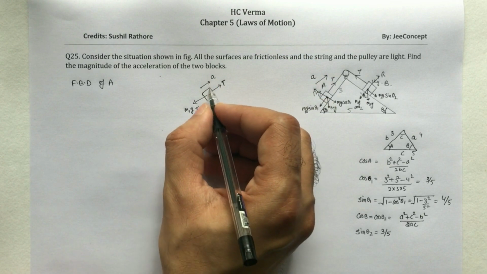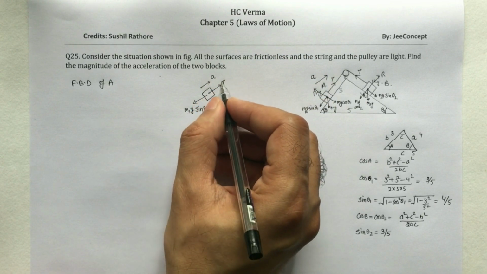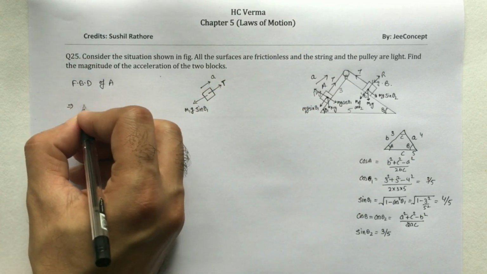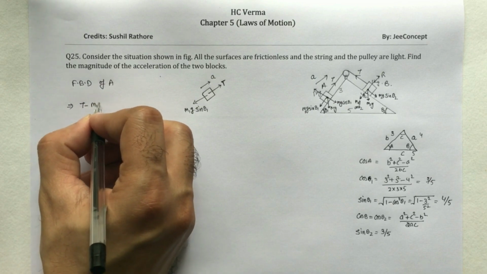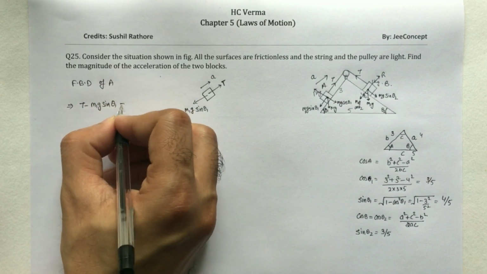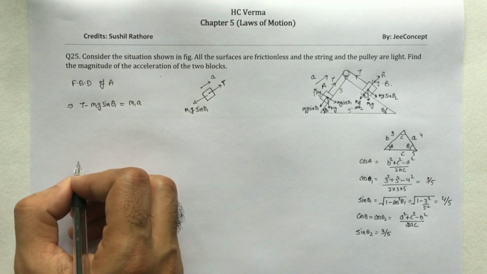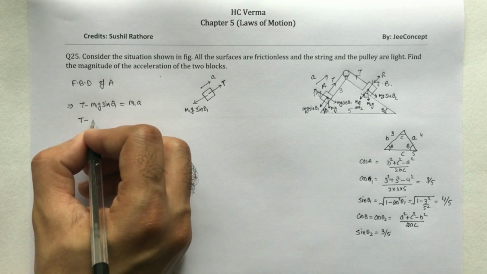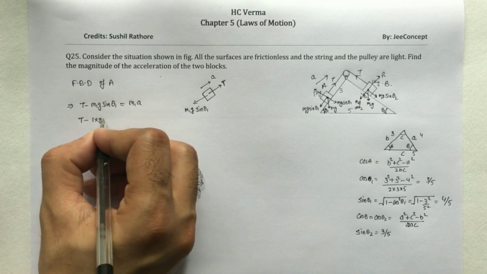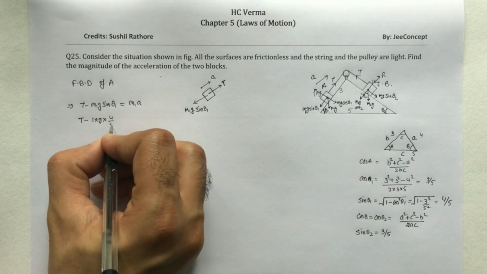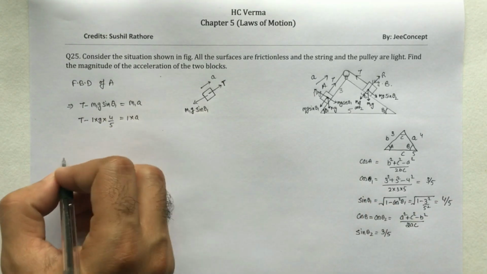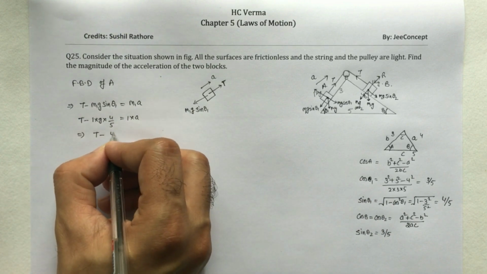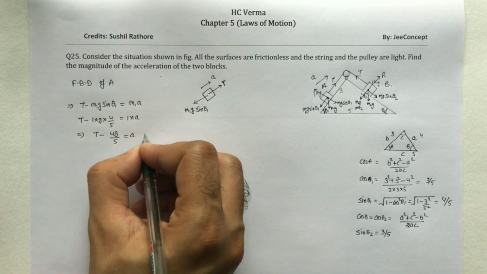If it is accelerating in the right hand direction, that means T is greater than m1g sine theta 1. So T minus m1g sine theta 1 is equal to m1 times A. The value of m1 is 1 kg, so putting in the values, T minus 1 into g, sine theta 1 value is 4 by 5, is equal to 1 into A. If I solve this, it becomes T minus 4g by 5 is equal to A. This is equation number 1.